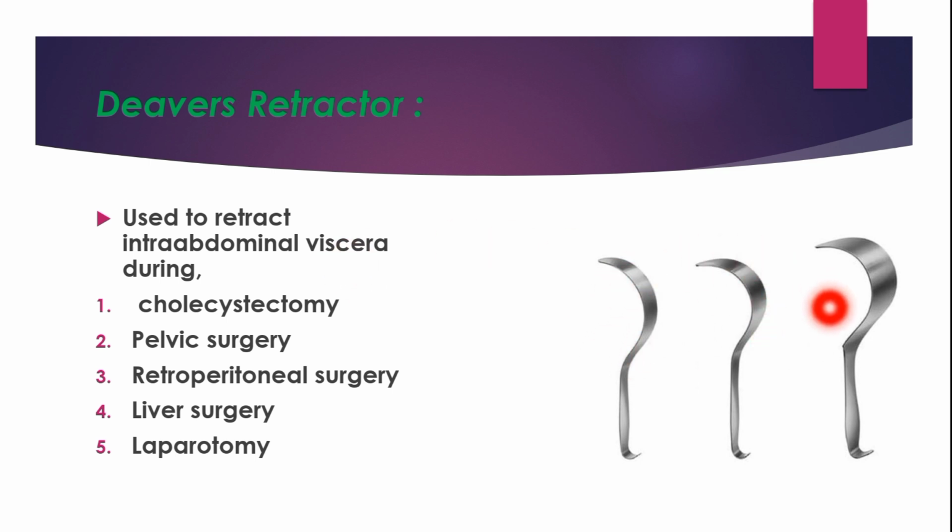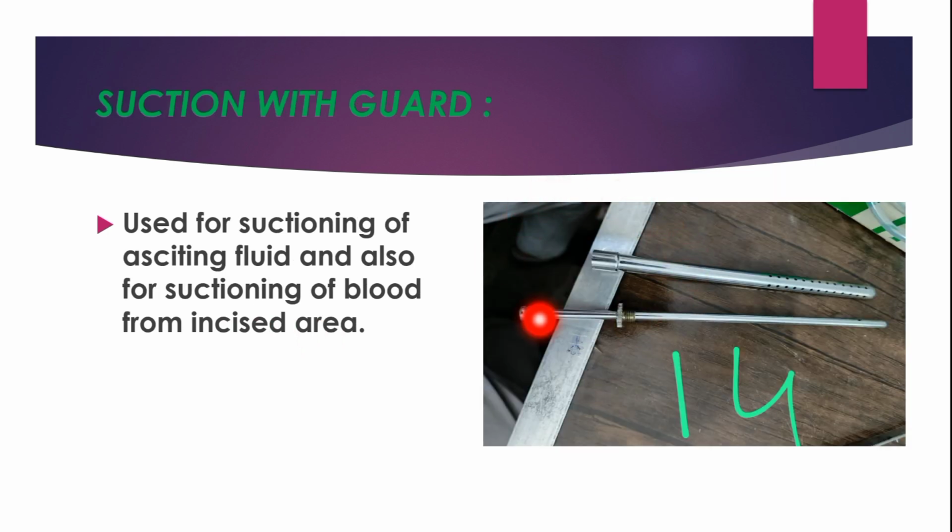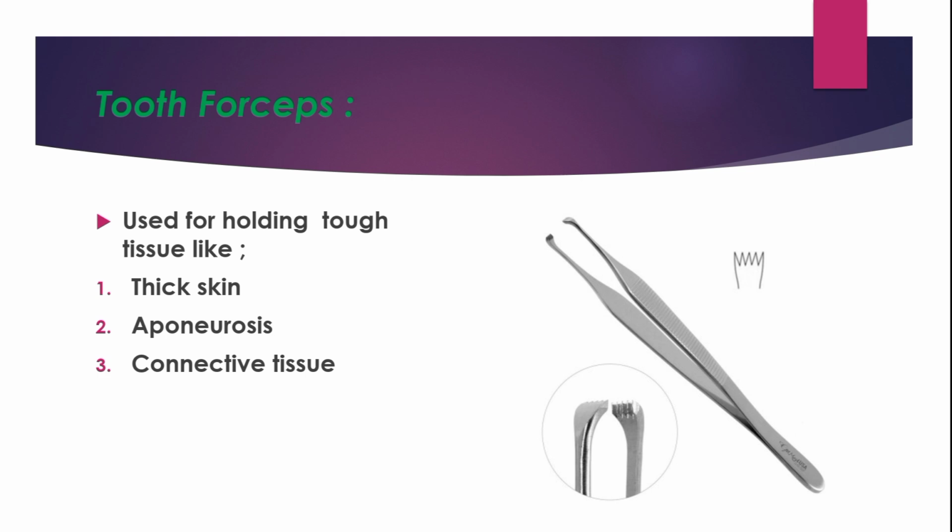This one is a Deaver retractor, and these Deaver retractors are of different sizes, and they are used to retract the intra-abdominal viscera during cholecystectomy, pelvic surgeries, retroperitoneal surgeries, liver surgery, and the laparotomy. This one is a Langenbeck retractor, and it is a single hook retractor, and it is used to retract the layer of the intra-abdominal wall during appendicectomy and herniorrhaphy. This one is a suction with a guard, and it is used for the suctioning of the ascitic fluid and also for the suctioning of the blood from the incised area.